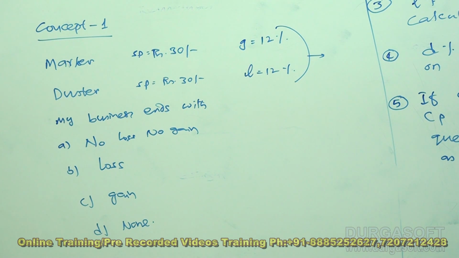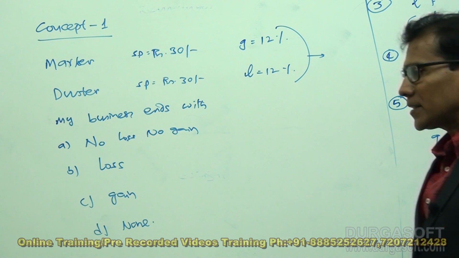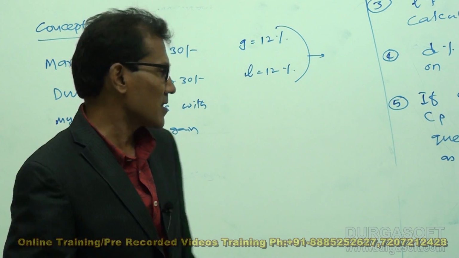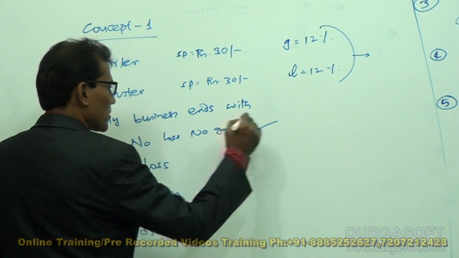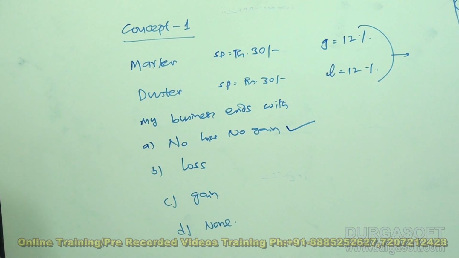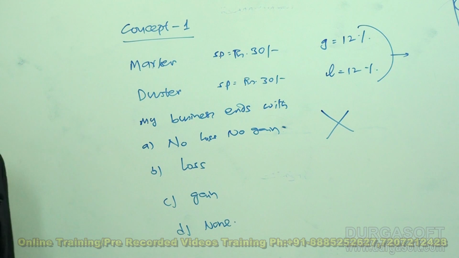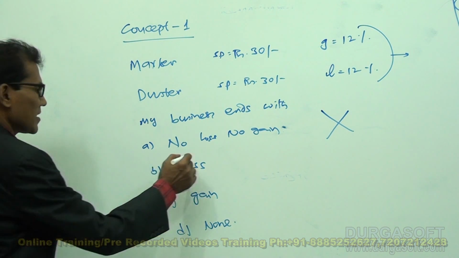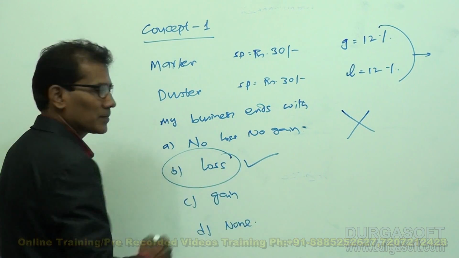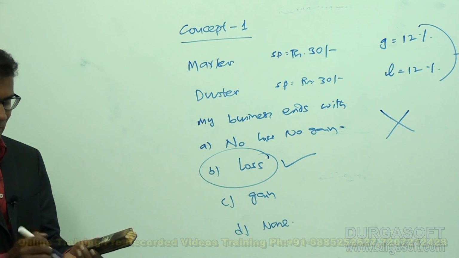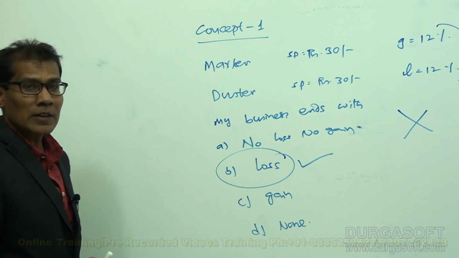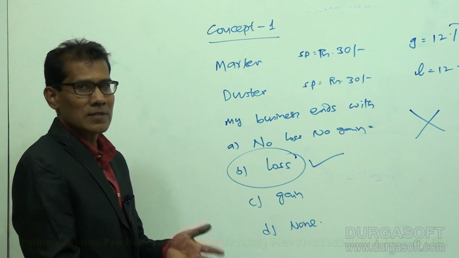99% of the candidates give this solution: no loss, no gain. But this is wrong. For this question, always there is a loss. This is the correct answer. Always there is a loss. We'll come to know later how this is a loss.